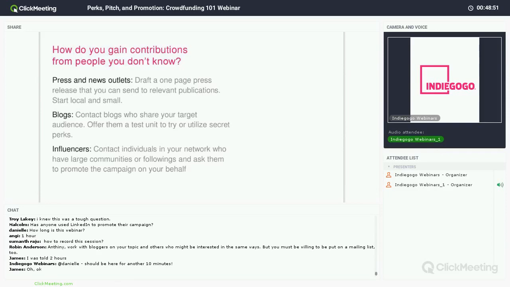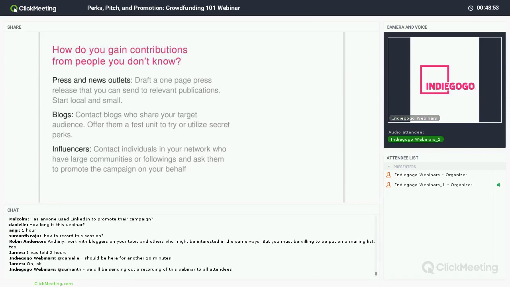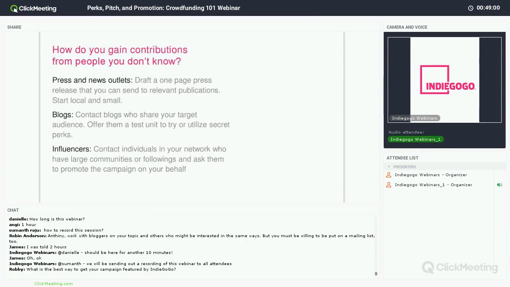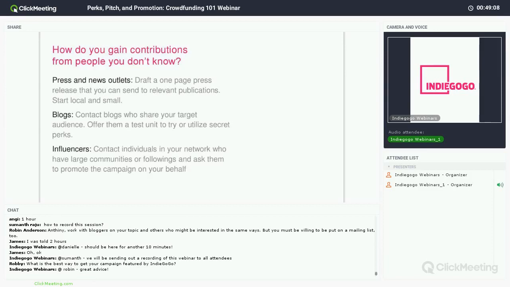So how do you gain contributions from people that you don't know? Well, there's a few different things you can do. There's press and news outlets. You can draft a press release that you can send out to relevant publications. You want to start local and small. If you're a small business and you're trying to raise funds, the best thing to do is to contact your local paper. You don't want to contact a paper across the country. You want to contact your local paper because they're going to be the ones who are interested.